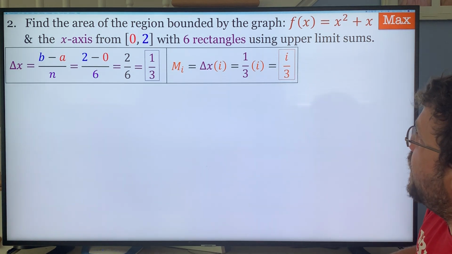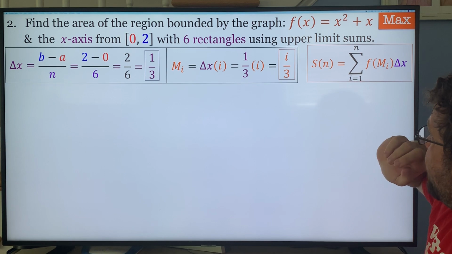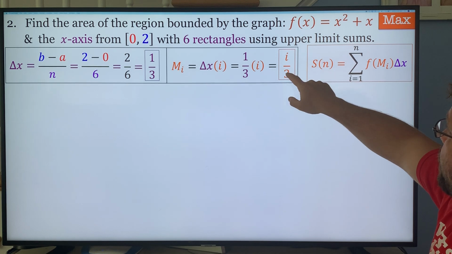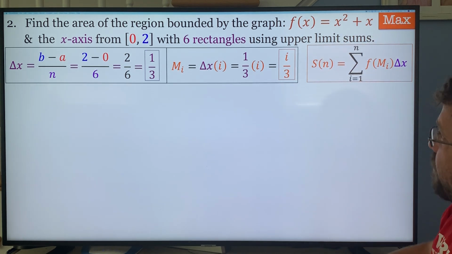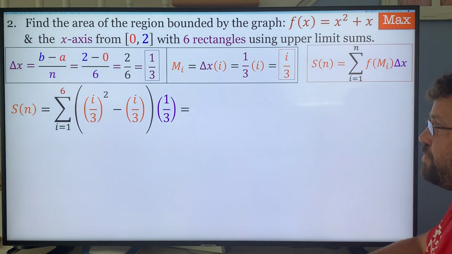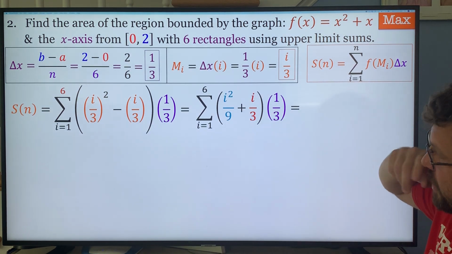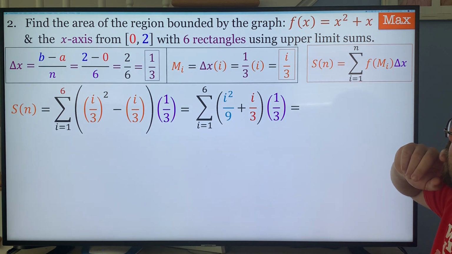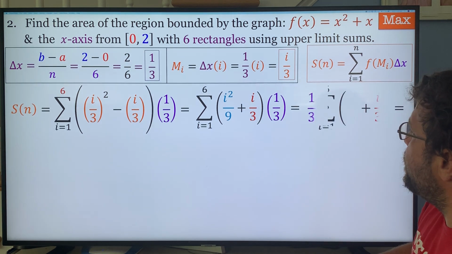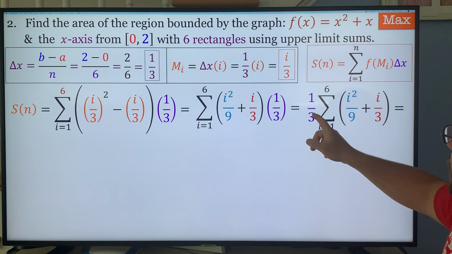All right, next step. This formula, same exact formula, you just plug this in instead of f of lowercase mi. So this i over 3 goes into this third, goes into there. So i over 3 squared minus i over 3 times 1/3, right? i squared over 9 plus i over 3 times i over 3. Oh, sorry, this should be a plus. It just says minus, but it's really a plus. All right, so i squared over 9 plus i over 3. Just drag the 1/3 forward.